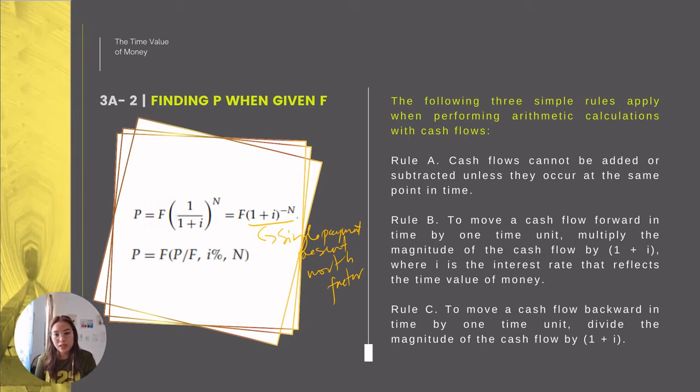I have also included here 3 simple rules applying when performing arithmetic calculations with cash flows. So let's read rule A. Cash flows cannot be added or subtracted unless they occur at the same point in time. Okay, I think that's understandable. They cannot be added or subtracted unless they are in the same period of time.